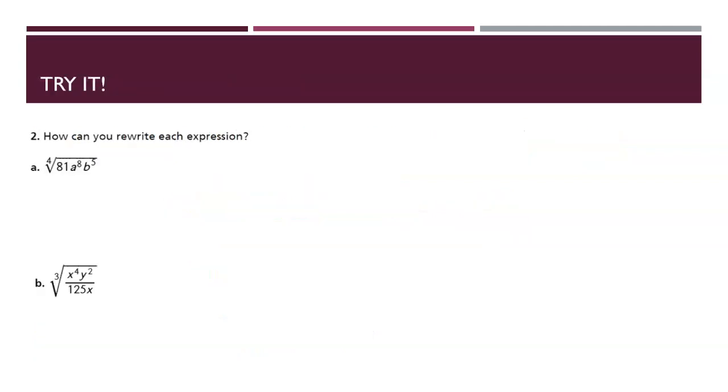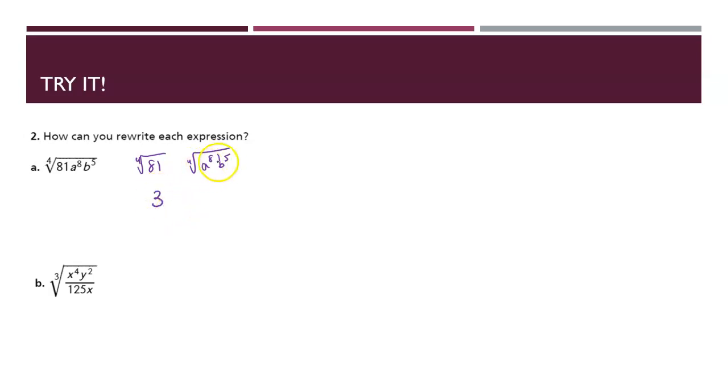All right, so let's look at this next one. I know it says try it, but let's look at how we'll do these two together just to get some more practice. So the 4th root of 81, a to the 8th, b to the 5th. What we can do is think of this as the 4th root of 81 and do this separately in 2 pieces. So the 4th root of 81. Now this is one that actually works out nicely. The 4th root of 81 is one that you should start to recognize because you're going to see it pretty frequently. The 4th root of 81 would be 3.